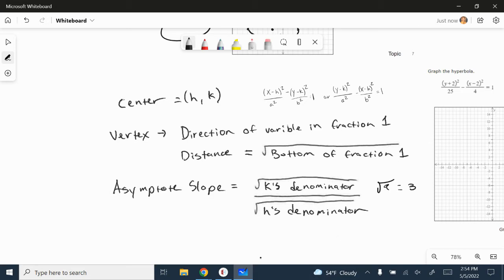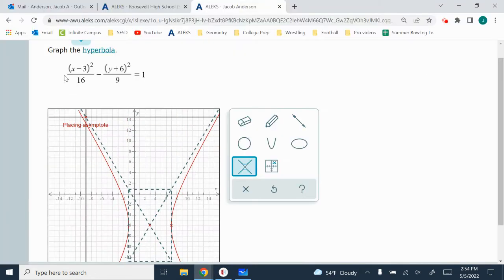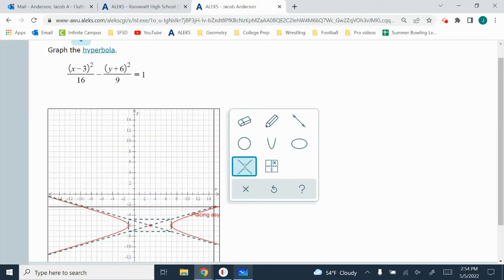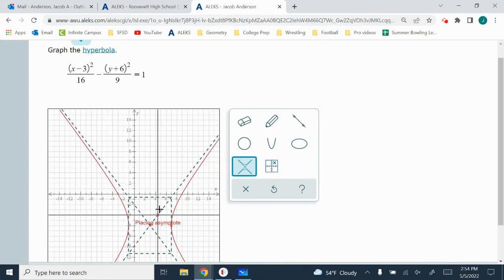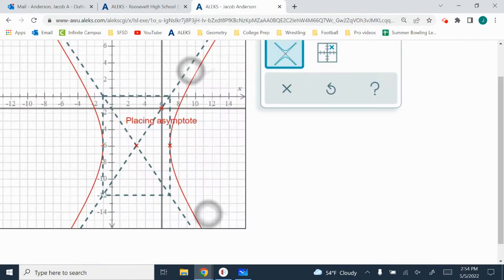And then h's denominator, if I go back, h is always attached to x. Its denominator is 16. So I'm going to go the square root of 16, which equals 4. So basically for this problem, I'm going to need a slope of 3/4 for my asymptote. A slope of 3/4. I'm going to zoom in here so I can kind of see it a little better.